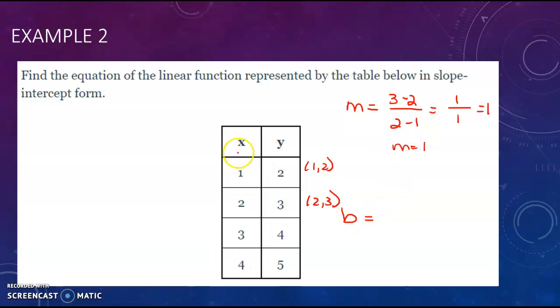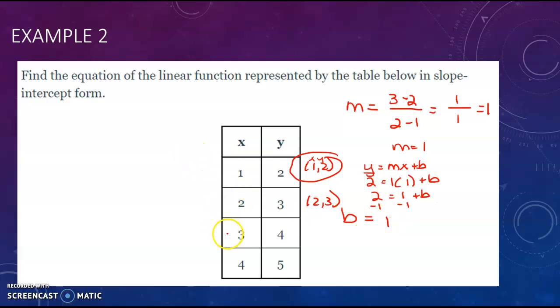Now they don't give me here where x is 0. So there's a couple different ways that you can find this. One of them is you can pick one point, doesn't matter which one. I'm going to use (1, 2), and I know this is my x value and this is my y value. So if I use y equals mx plus b, I know what my y is, that's 2. I even know what my m is because I found that, that's 1. And my x is also 1. And so I can solve this one-step equation here by subtracting 1 from both sides. So b is going to be 1.